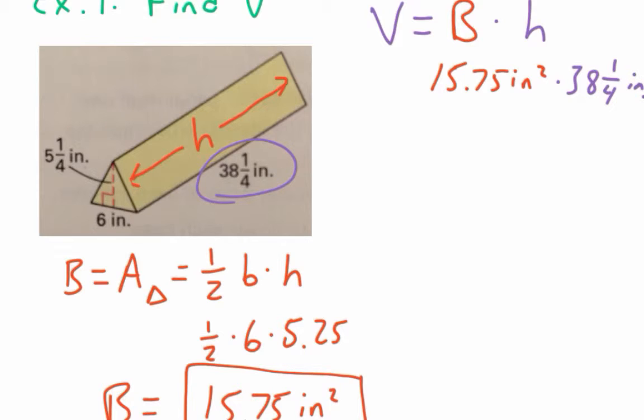So grab a calculator. 50.75 times 38.25 gives us a total volume of 602.4375. Or maybe you'd round it to 602.4 or 602.44. And that'll be inches to what power? Cube. Because it's volume, you know it's going to be units times units times units, or inches cubed.